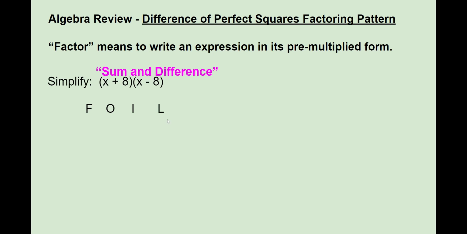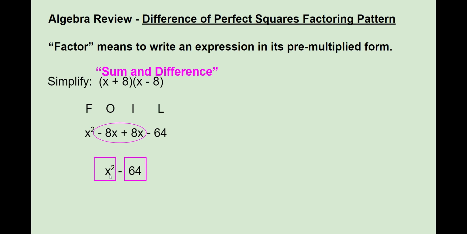So we have to go through our FOIL pattern, first, outer, inner, last. And what we see is that the outer and inner terms that are generated are identical, except they have opposite signs. So this is going to make them completely cancel out. They go to just a 0x, which means we don't write them at all in the final answer. And we just are left with these two terms that are also very special because they are perfect squares.